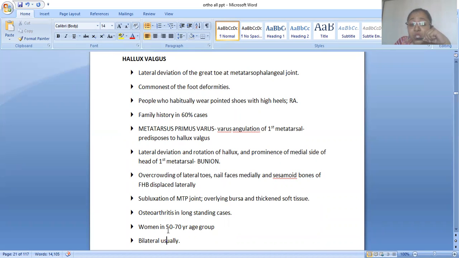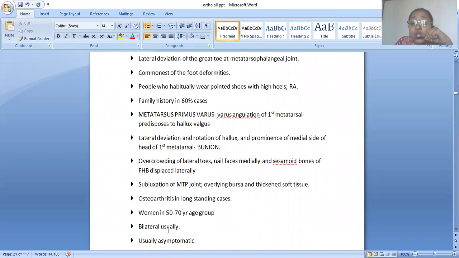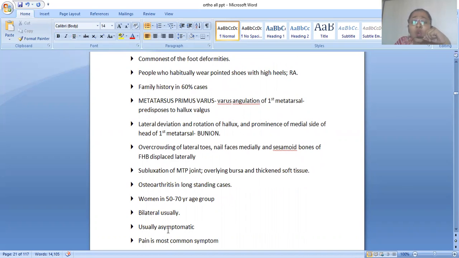Again there will be overcrowding of the lateral toes, the nail faces medially, and the sesamoid bones of the flexor hallucis brevis are displaced laterally. Then subluxation of the metatarsophalangeal joint will be seen, and the overlying bursa and soft tissue will be thickened. Osteoarthritis is common in long-standing cases; if this pathoanatomy stands for a long time, it will later lead to osteoarthritis of the joints.